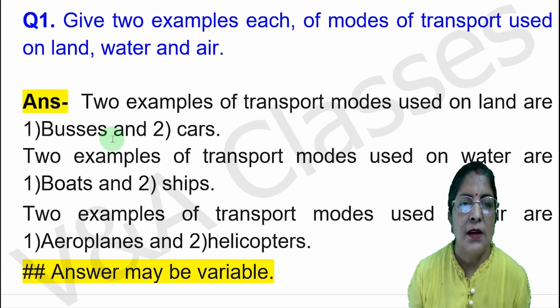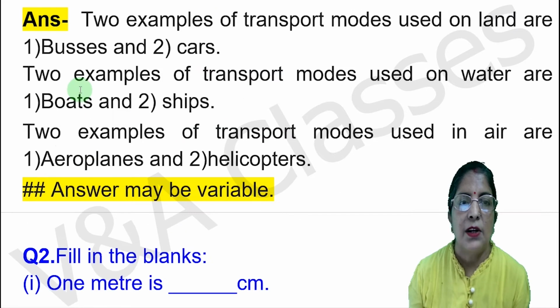So answer, 2 examples of transport modes used on land are buses and cars. Next, 2 examples of transport modes used on water are boats and ships. Next, 2 examples of transport modes used in air are aeroplanes and helicopters. But answer may be variable.